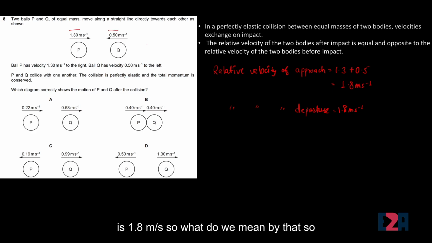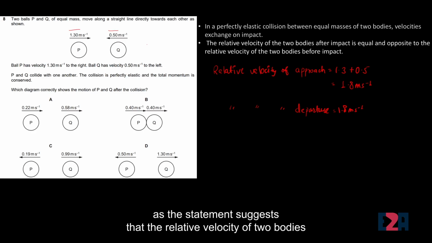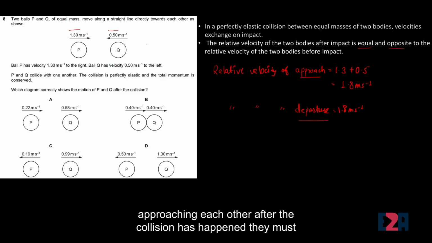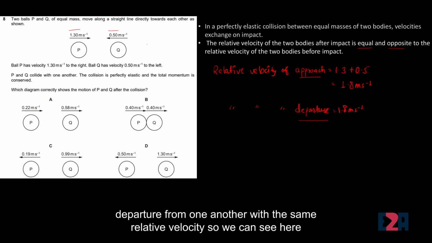So what do we mean by that? As the statement suggests, the relative velocity of two bodies after impact is equal but must be opposite. That means before, P and Q were approaching each other; after the collision has happened, they must depart from one another with the same relative velocity.